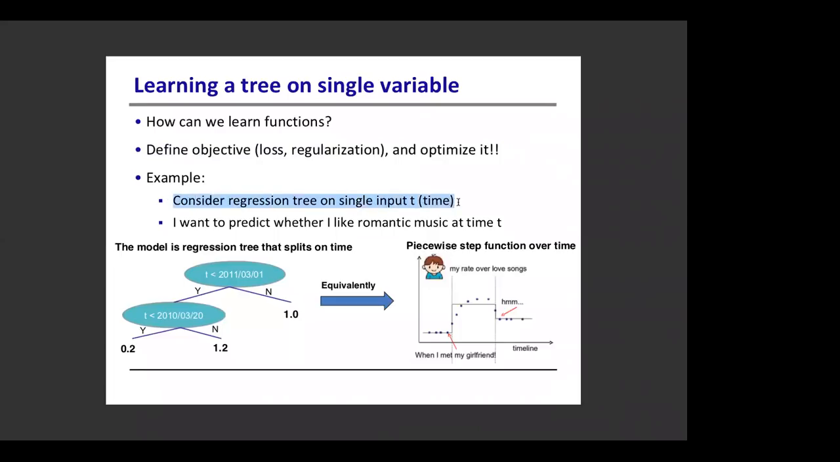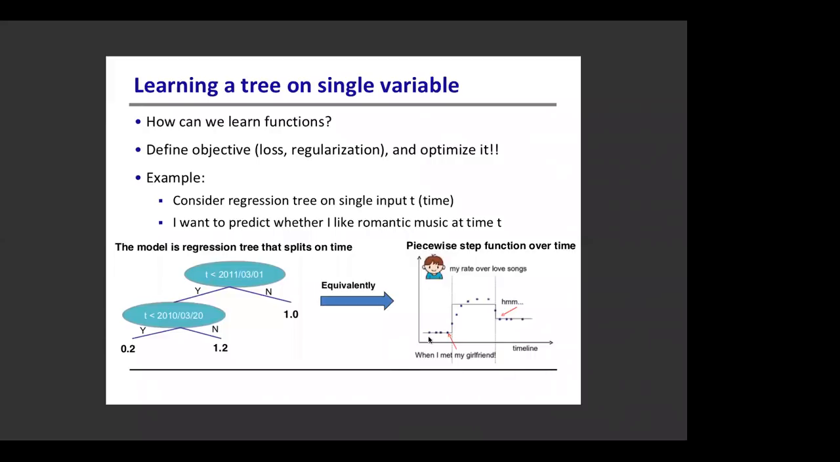Consider a regression tree on a single input at a time t. I want to predict whether I like romantic music at the time t or not. So the model in the regression splits the data on the time t like this. In the same way, I can represent the same thing as a graph: there's a timeline and there's a prediction, the rate of how much I love the love songs. This is how it looks.